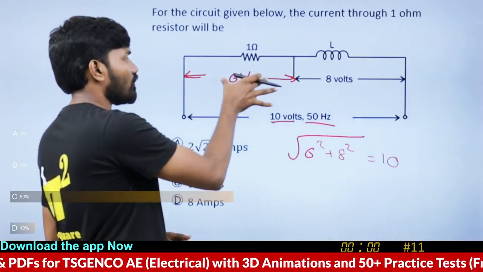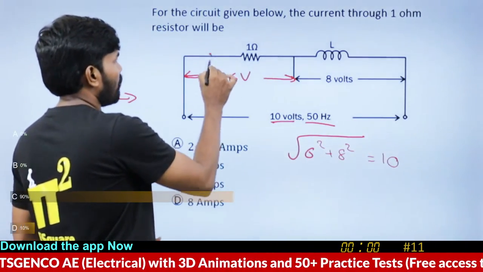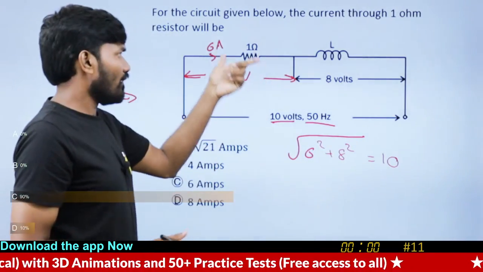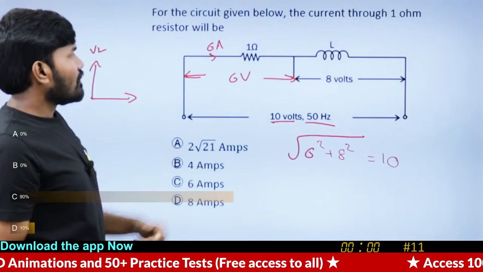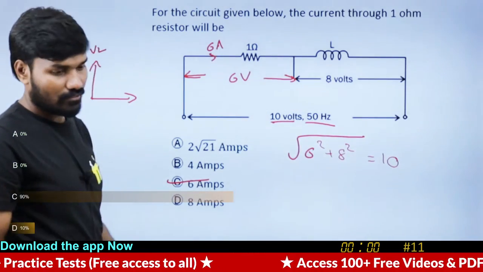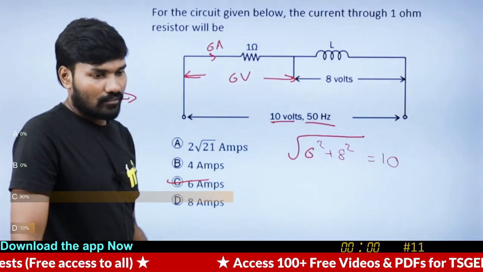So directly, when you know this voltage is 6 volts, 6 by 1 is 6 ampere, because the voltage across the resistor is known to you, and the resistance value is known to you. 6 by 1, which is 6 ampere. Answer is C. Okay, straight thing.